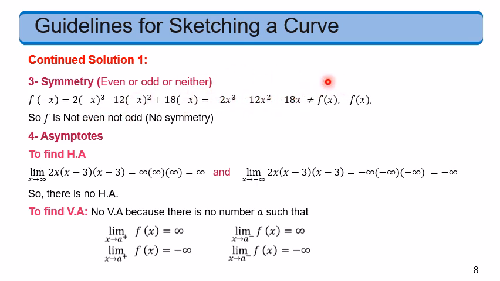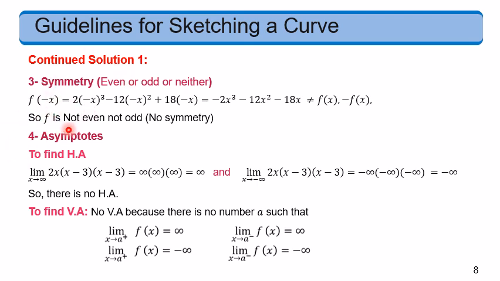Not even, not odd. What is the meaning? No symmetry. So here now we have three points. We have calculated the domain, second the intercept, and third the symmetry.